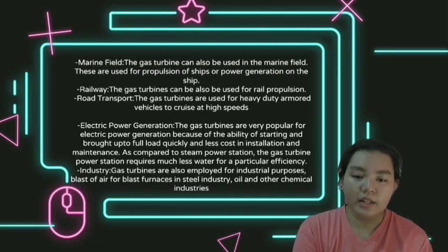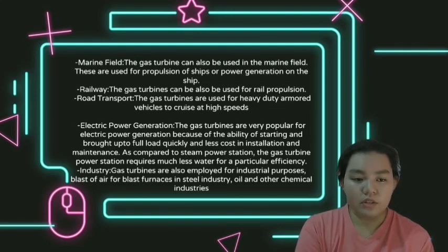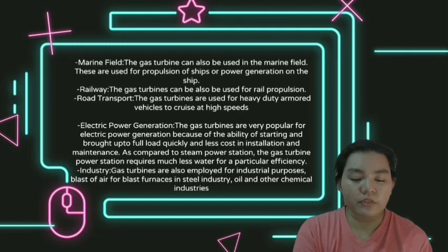Number 6 is electric power generation. Gas turbines are very popular for electric power generation because of the ability to start and be brought up to full load quickly, and less cost in installation and maintenance. As compared to a steam power station, gas turbines require much less water for a particular efficiency. The last one is industry. Gas turbines are also employed for industrial purposes, such as blast furnaces in the steel industry, oil and other chemical industries.